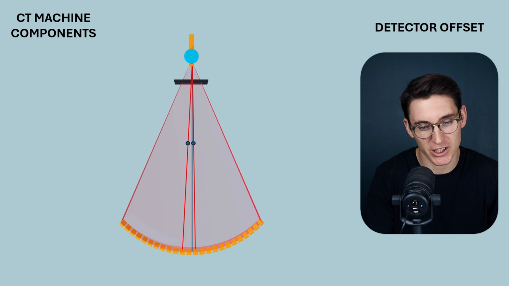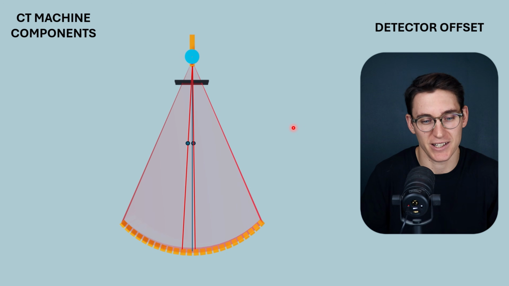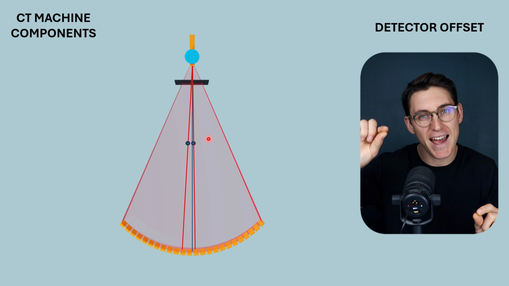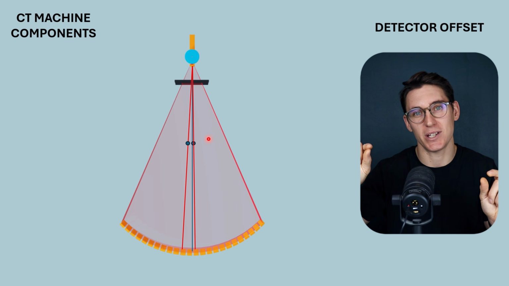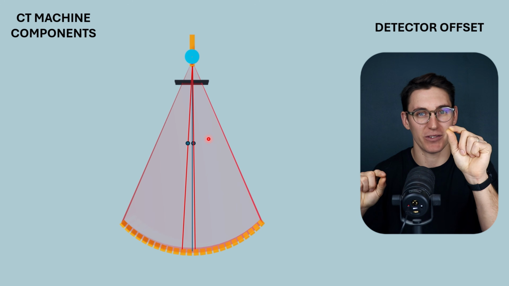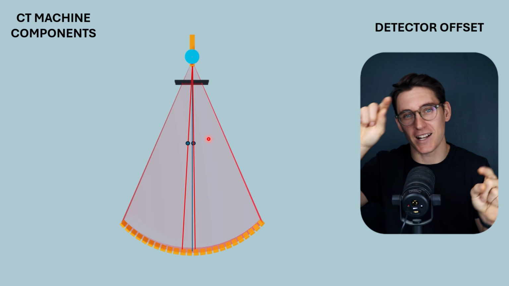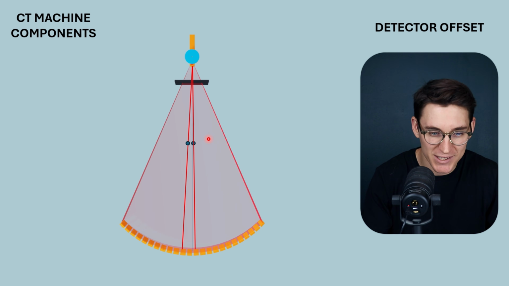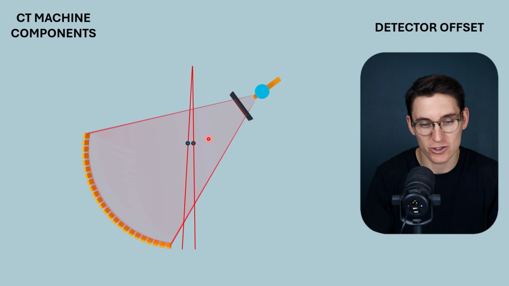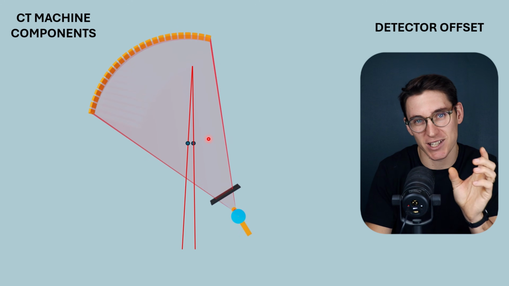Watch how the machine has just moved ever so slightly to the side. Notice how the ISO center has slightly shifted. The axis of rotation for this CT machine now is not going to be perfectly around the ISO center. It's going to be a quarter of the width of a detector off of that isocenter.